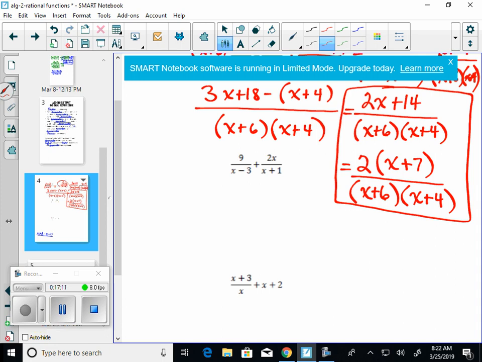Now, where is it undefined? Where x is equal to -6 and -4. That makes it undefined.